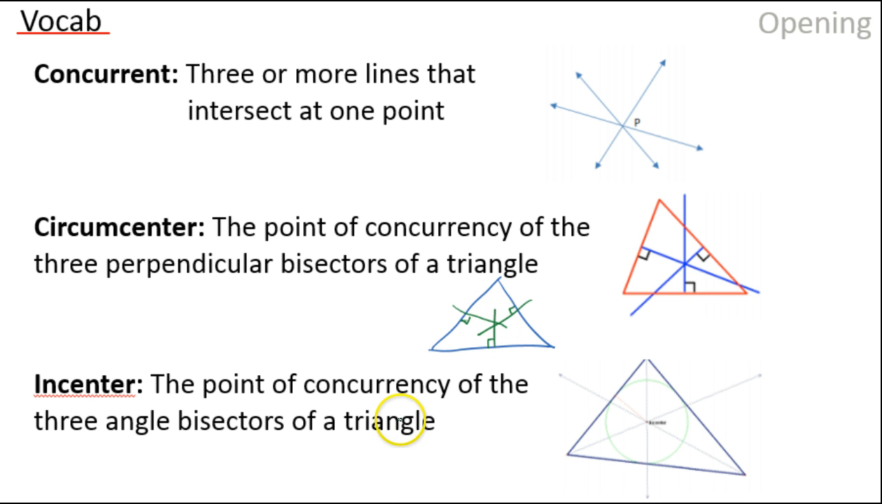And the last one is the incenter, the point of concurrency of 3 angle bisectors of a triangle. So if we have this triangle up here, and I were to bisect this angle, meaning I would cut it in half, that would be my bisector here. This would be congruent to this. My bisector of my top would be there, meaning this would be congruent to this. And my last bisector is there, meaning this would be congruent to this. They would all cross at that point. That point would be called the incenter.